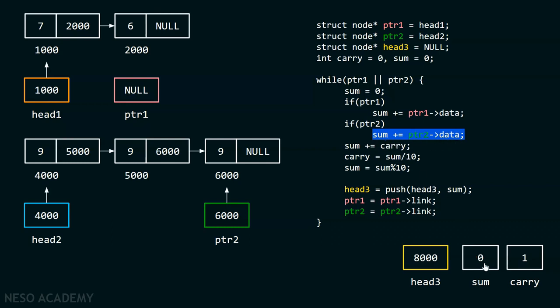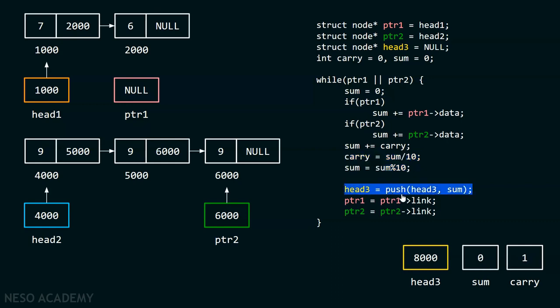Sum is currently holding 0, and what is PTR2 data? PTR2 data is 9. So we'll store 9 over here. After this, the next step is sum plus equal to carry. What is sum plus equal to carry? Carry is 1. So 9 plus 1 is 10, right? So let me just replace this by 10. After this, the next step is carry equal to sum divided by 10 and sum equals to sum mod 10. We know that sum divided by 10 will give 1 as a carry. And obviously sum will hold this value 0.